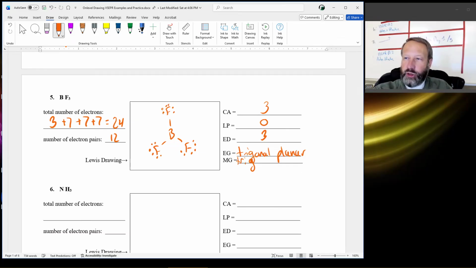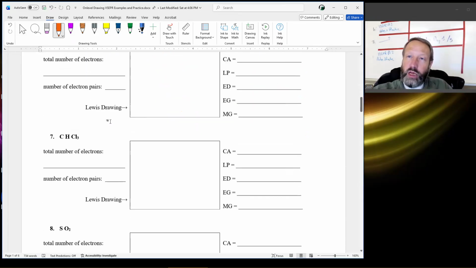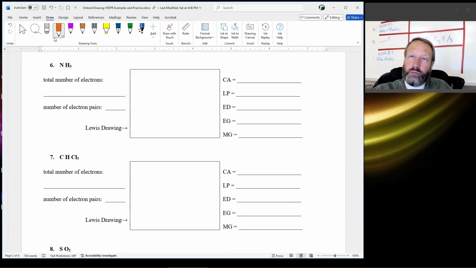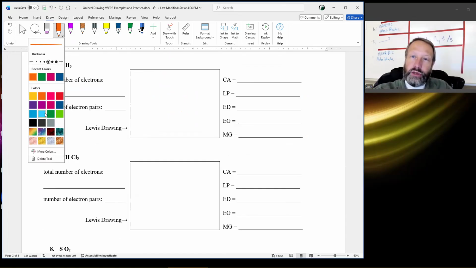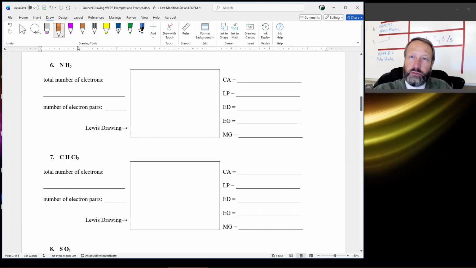And then the Mg is also trigonal planar. You'll notice that Eg and Mg are the same if there's no lone pairs on the center atom. That's the only time that they become different. Okay, let's move on. I'm going to pick, I don't know, let's try gold or whatever this color is, sand, brown, sparkles, whatever.